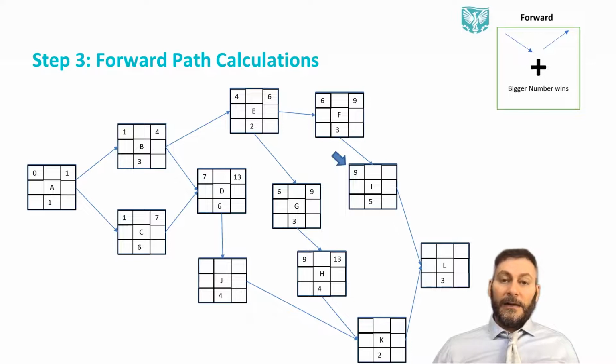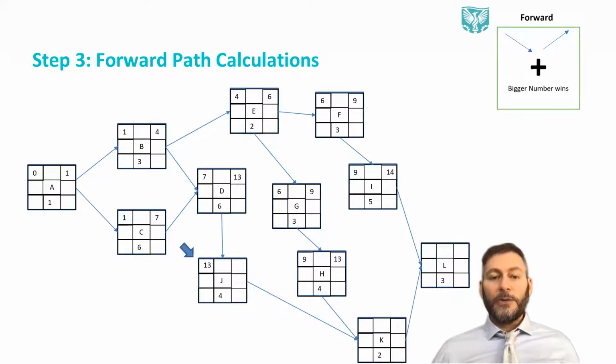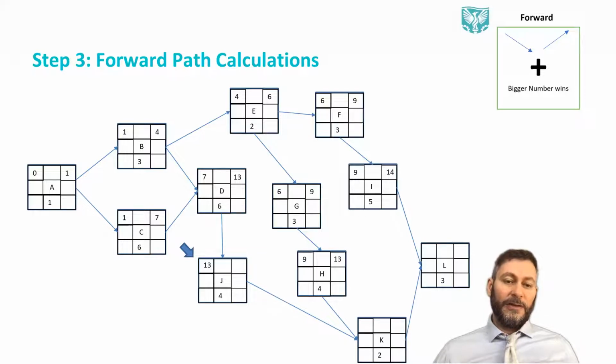I takes the 9 from activity F, so 9 plus 5 is 14. And now we go to J, because it's alphabetical. J had to wait for activity D to finish, so it takes 13. 13 plus 4 is 17. We have K, and again, we have two choices with K. So take a moment and tell me, which one are we going to take, the J or the H?